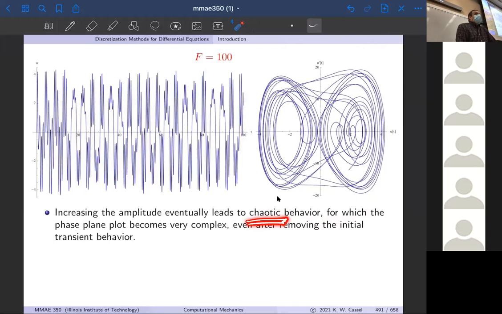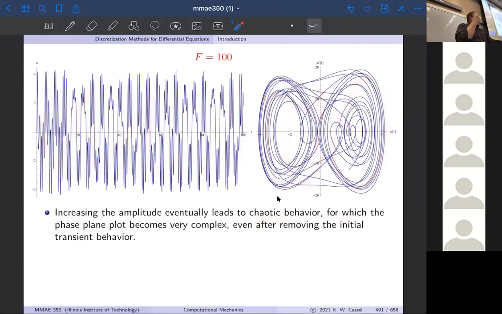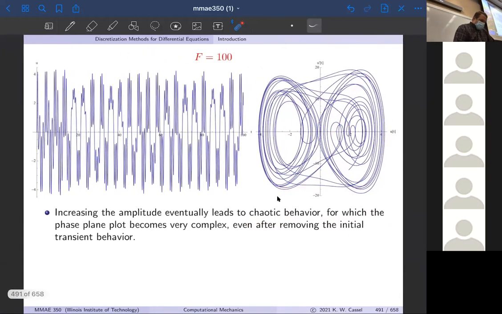It looks like chaos. So if we just stop there, and I keep increasing F and just keep showing you plots like this, it's really hard to make any sense of it. They're just going to be increasingly messy plots. But if I show you the Poincaré section, drum roll please.